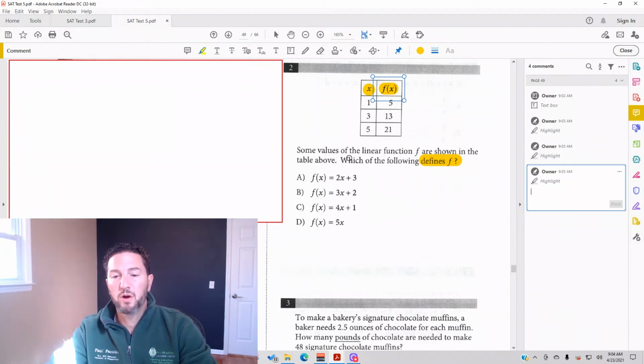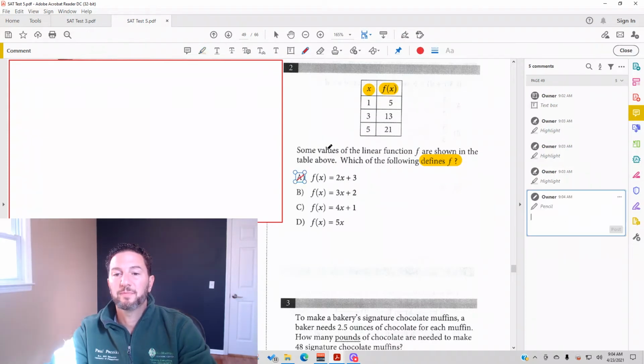So if I plug 1 in for x into answer choice A, what I get is 5. Looks good, but I gotta make sure 3 and 13 works before I choose it. If more than one coordinate works, then you know you have your answer. If I plug 3 in here, I get 9. I do not get 13. So for that reason, I know it's not A.